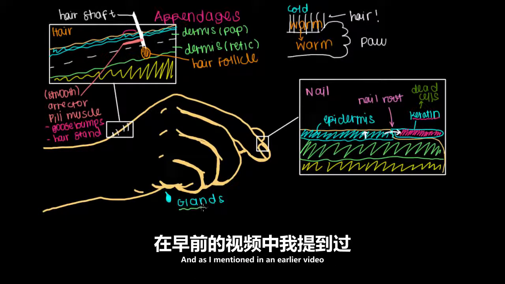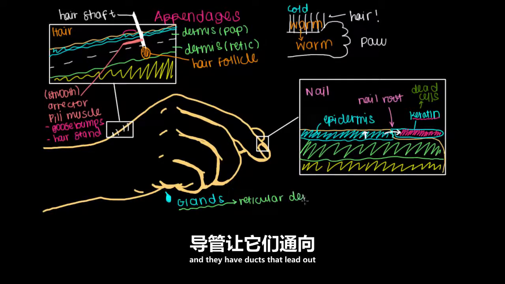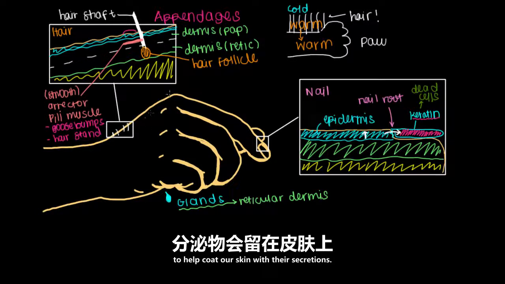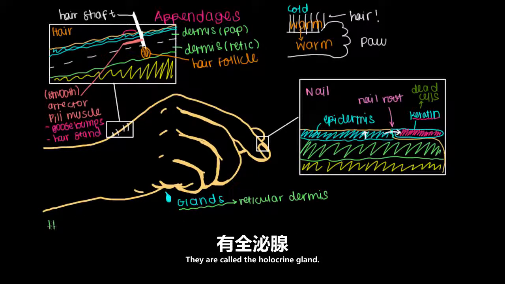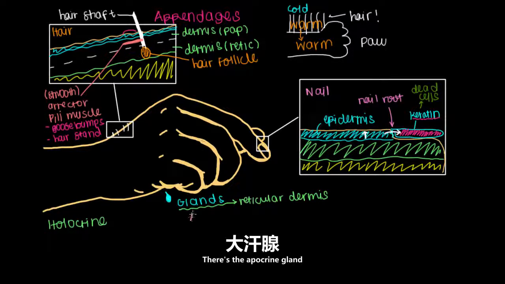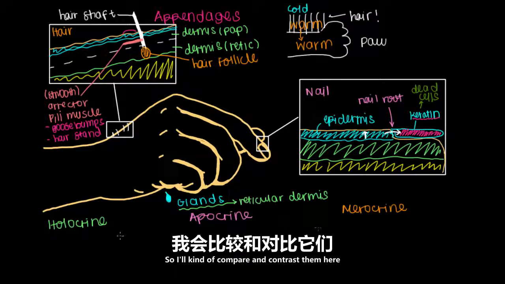And as I mentioned in an earlier video, our glands are situated in the reticular dermis. They have ducts that lead out into the external environment to help coat our skin with their secretions. Now we have three types of glands that exist in our skin. They're called the holocrine gland, the apocrine gland, and finally the merocrine gland. I'll compare and contrast them here.